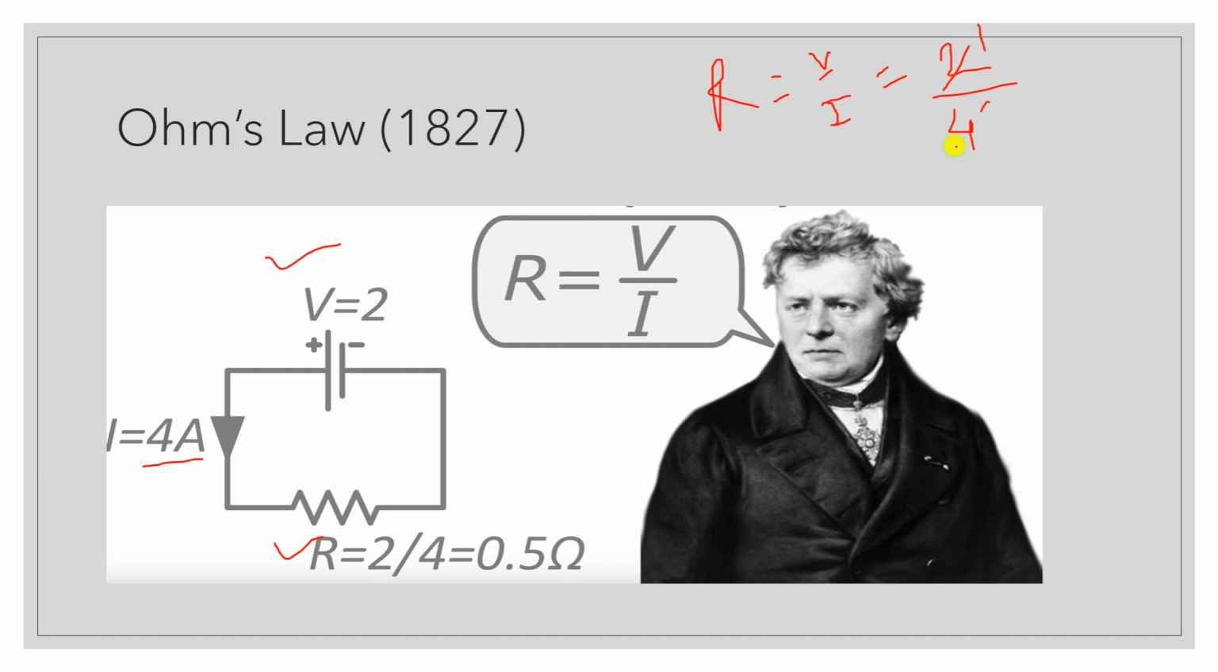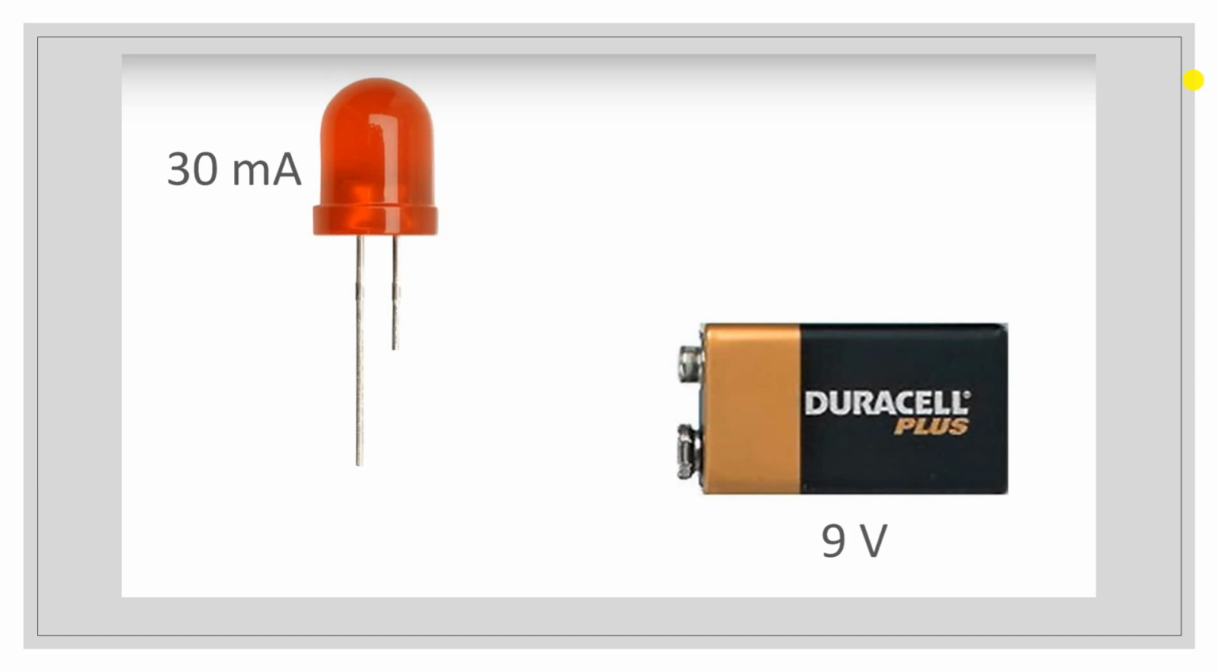This 1 divided by 4 is 1 by 2. If we calculate this, it is 0.5. 0.5 is what? It is ohm. That means 0.5 ohm resistance is offered by this resistor. Okay, now this is an example of how to use the resistance in an application.